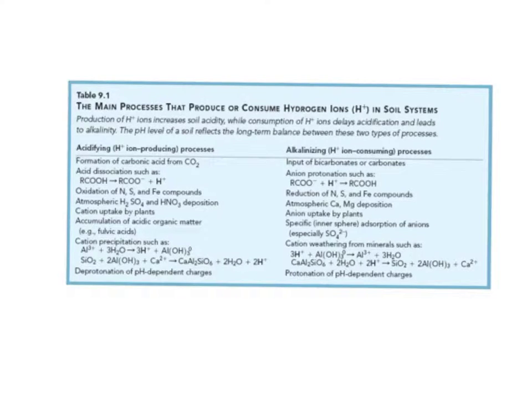In table 9.1, it's going to point out the processes that either create acidic soils or create more alkaline soils. And there's a lot of things going on here. Your book goes into detail about each one of these. I just wanted to point out that depending on where we are, depending on the soil type that we're in, depending on the parent material, the time, the biology, all those soil forming factors, those will give us these different activities. Some of the ones that we could talk about just real shortly.